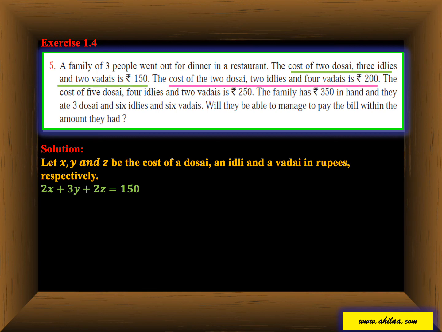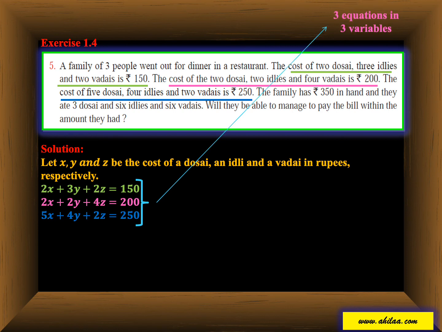Next, from the second point, cost of 2 dosai, 2 idlis and 4 vadais is rupees 200. We make the equation 2x plus 2y plus 4z equal to 200. Similarly, from the point cost of 5 dosai, 4 idlis and 2 vadais rupees 250, we get the equation 5x plus 4y plus 2z equal to 250. So combining these three, we are getting the problem as 3 equations in 3 variables.